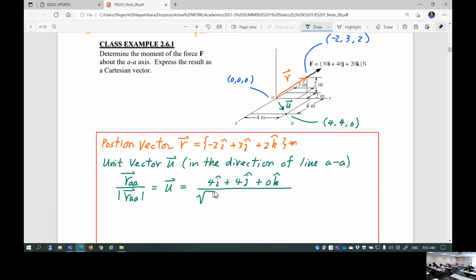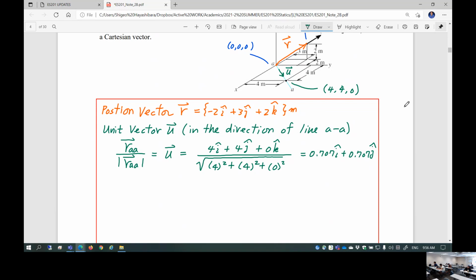Let's divide by the magnitude. 4 squared plus 4 squared plus 0 squared. So this is going to be 0.707i plus 0.707j. You can say this is cosine 45 or sine 45. It's the same thing. Anyways, so this is the unit vector in the direction of line AA.